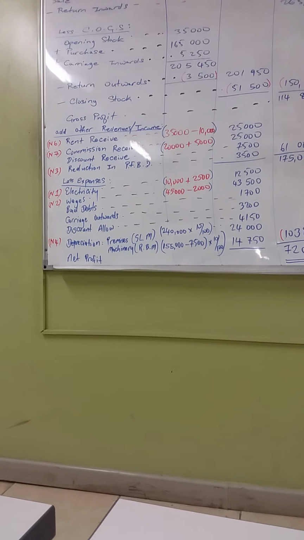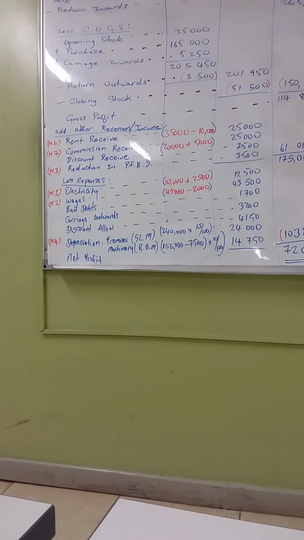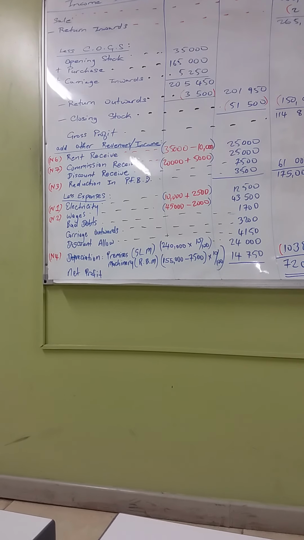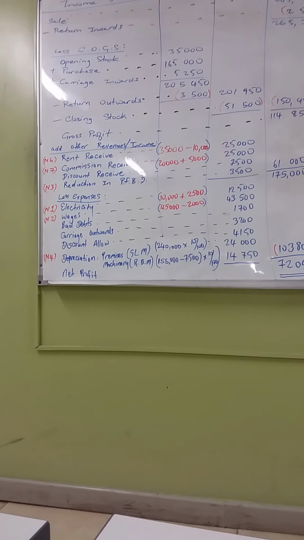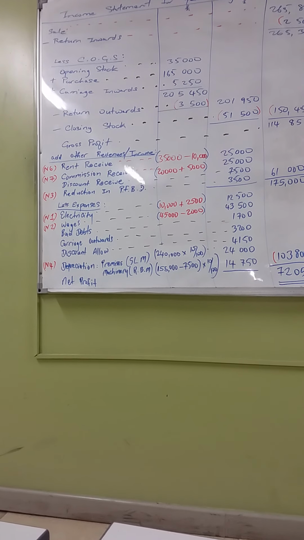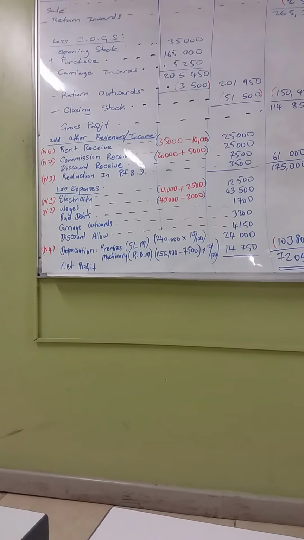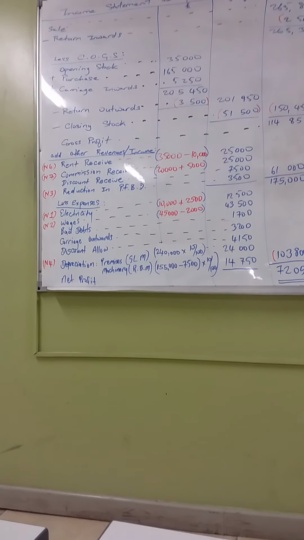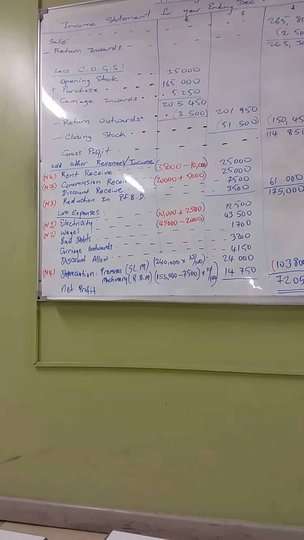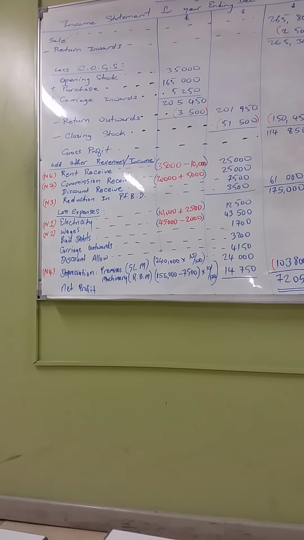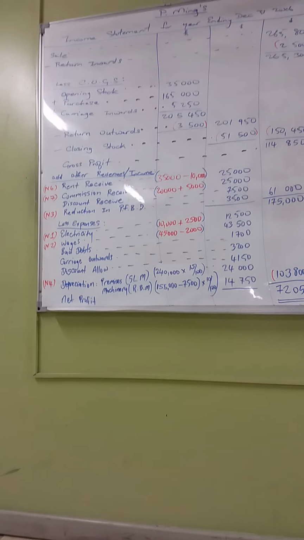Rent received in the question was 35,000, and you're supposed to minus 10,000. The reason why we're minusing 10,000 is that note 6 says rent received was prepaid by 10,000. So it means that the rent that you should have received for the period was 25,000, because they would have overpaid by 10. You're making that adjustment. That is known as prepaid revenue.